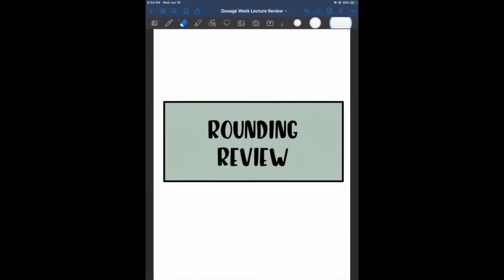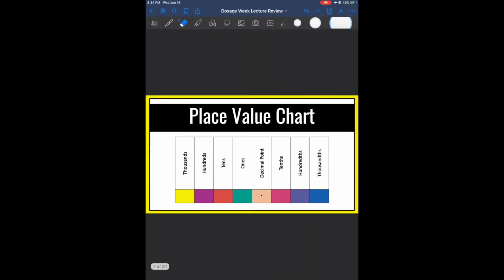All right, so let's look at the rounding review from this week. Something that I know a lot of people said they struggled with was not knowing what place value they were looking at. So the main three that you're going to want to look at are these three behind the decimal. Remember that your 10th is your first number behind the decimal, 100th is second, and 1000th is third.